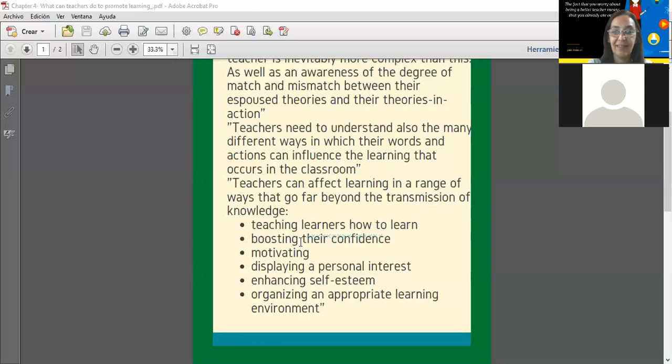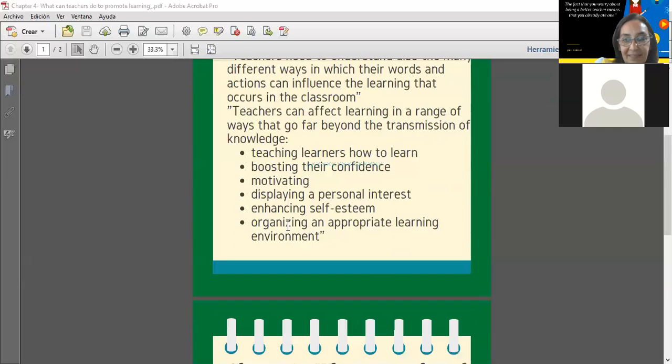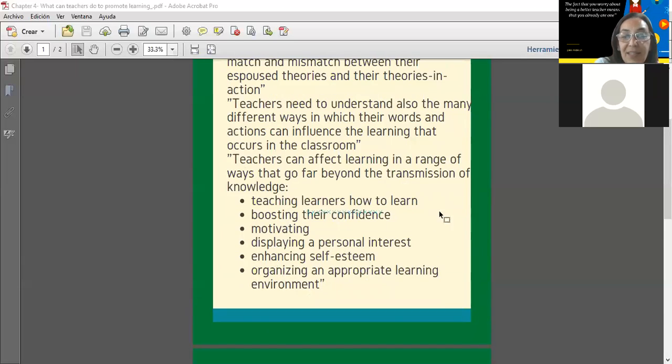Okay. Let's see, everybody has prepared the lesson plan, so I guess there must be something you can say about this related to these ideas. Yes? No comments on this? What about organizing an appropriate learning environment?